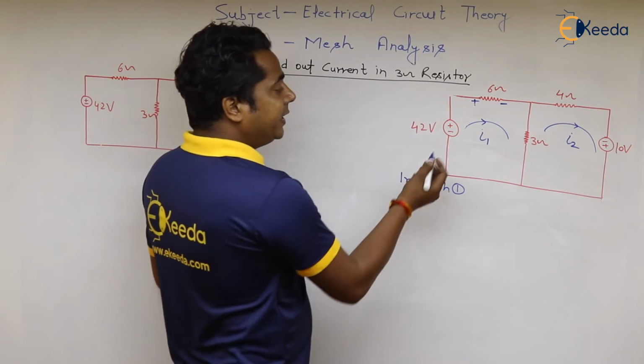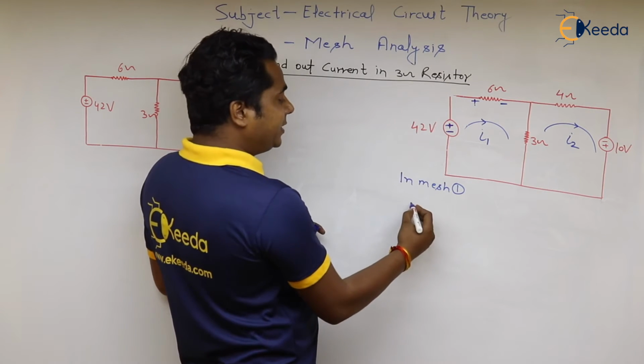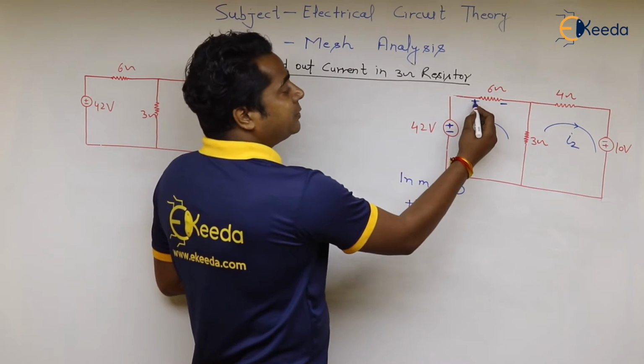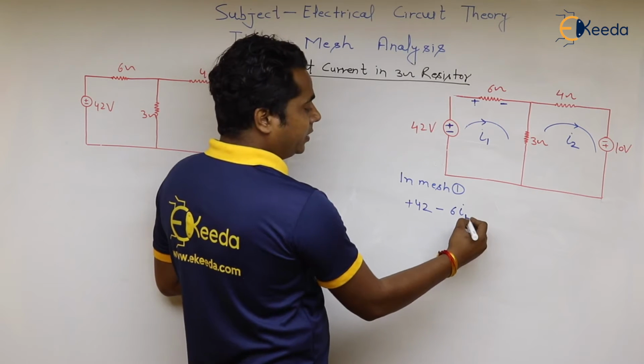So applying KVL here, this is minus and plus. We are traveling from minus to plus, it means plus 42. You can take minus, whatever you want. And this plus to minus, then minus 6 I1.